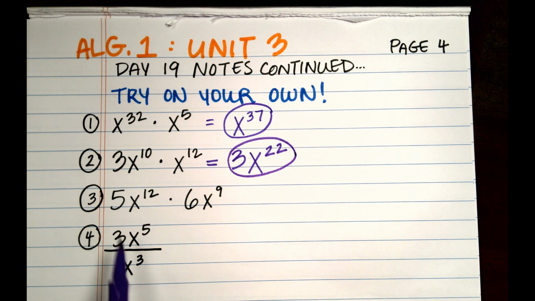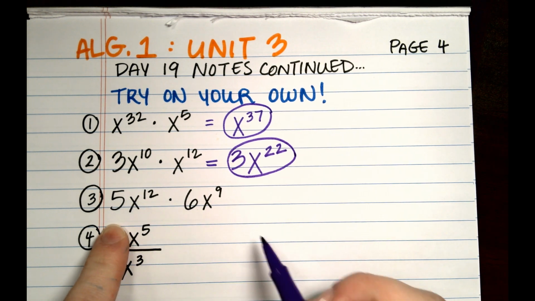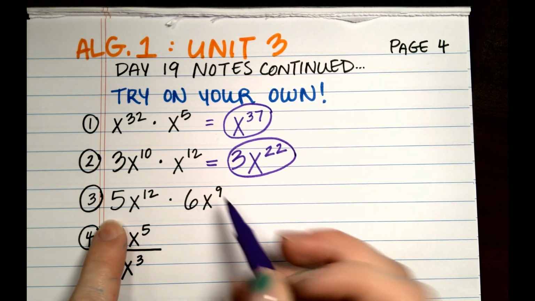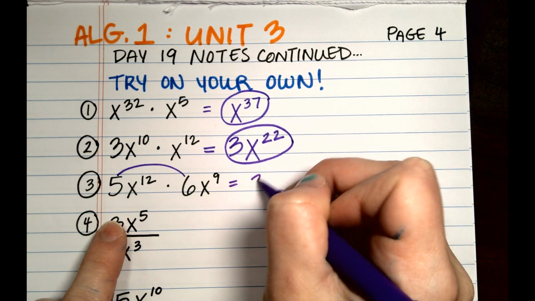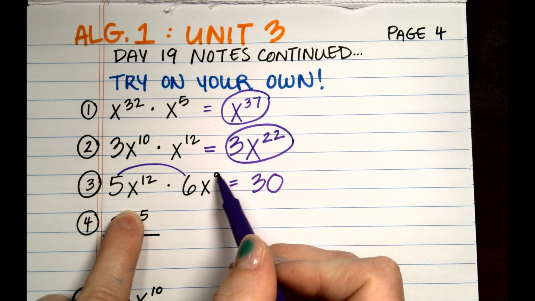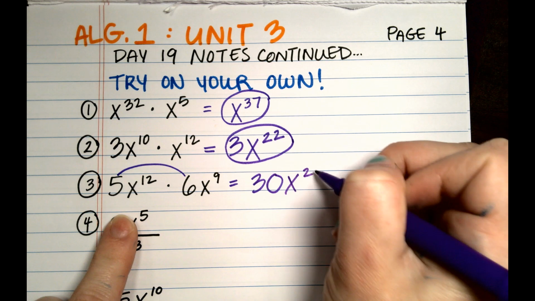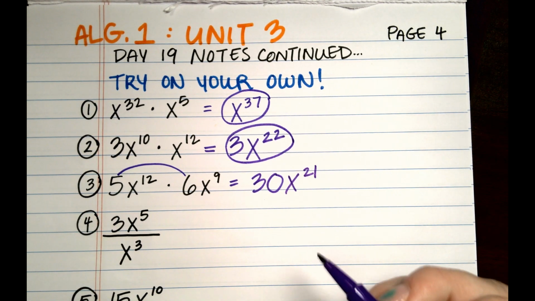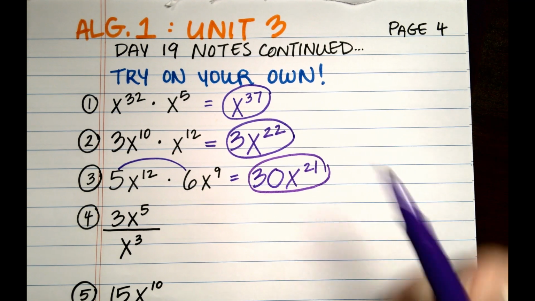Okay. Now, number three. What do we get? 30x to the 21st power. So, how do we get 30x to the... Yes. 5 times 6 is 30. X to the 12th times x to the 9th. Well, 12 plus 9 gives us 21. 30x to the 21st power. Very good. Okay, so there were 3 multiplication.